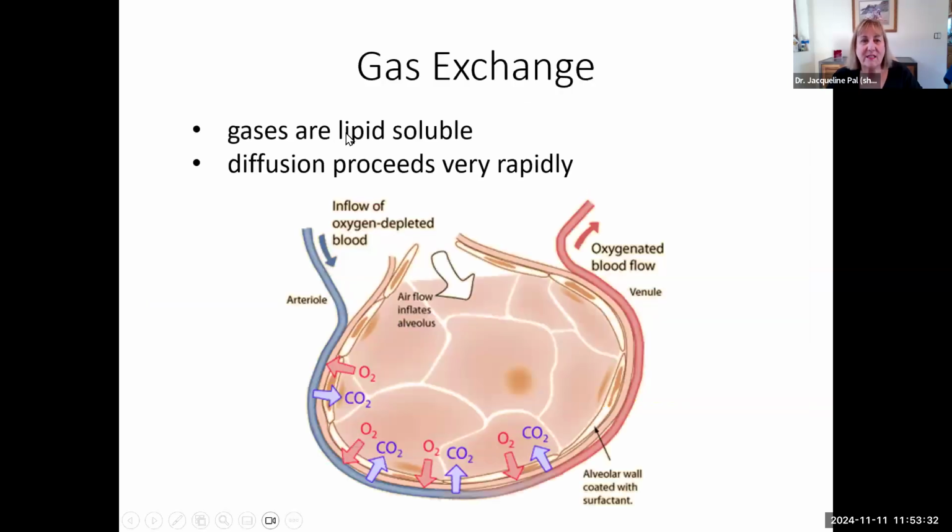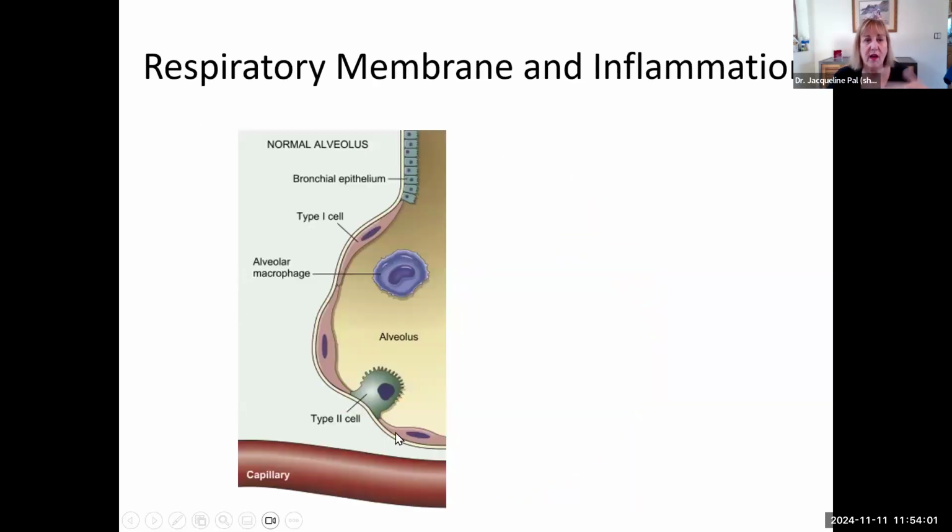So speaking of gas movement, here's how it happens. They're lipid soluble. So in this capillary bed, we do not need the entire length of the capillary bed for oxygen to leave the alveolus and enter the capillary, or for carbon dioxide. Most of that gas exchange happens in the first 25% to 1/3 of that capillary bed. So we don't need the entire part of it. Now, that's if everything is normal, if you have your normal type 1 cells and your normal type 2 cells and alveolar macrophages keeping it clean.